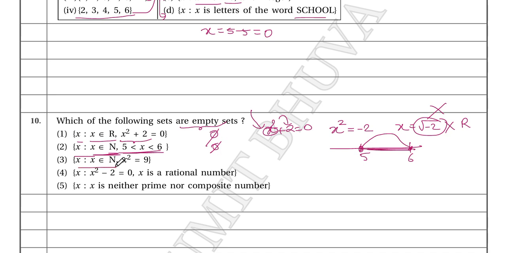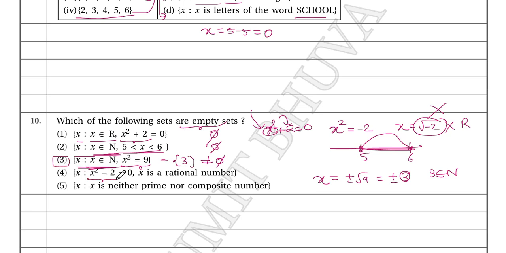Next, x such that x belongs to natural numbers and x square is equal to 9. If we solve this, x square is equal to 9, what will we get? x is equal to plus or minus root 9, which is plus or minus 3. Minus 3 is not there in the natural numbers, but plus 3 is there. So 3 belongs to the natural numbers. So in this set, one element is there, 3. So this is not an empty set. First is empty, second is empty, third is not empty.